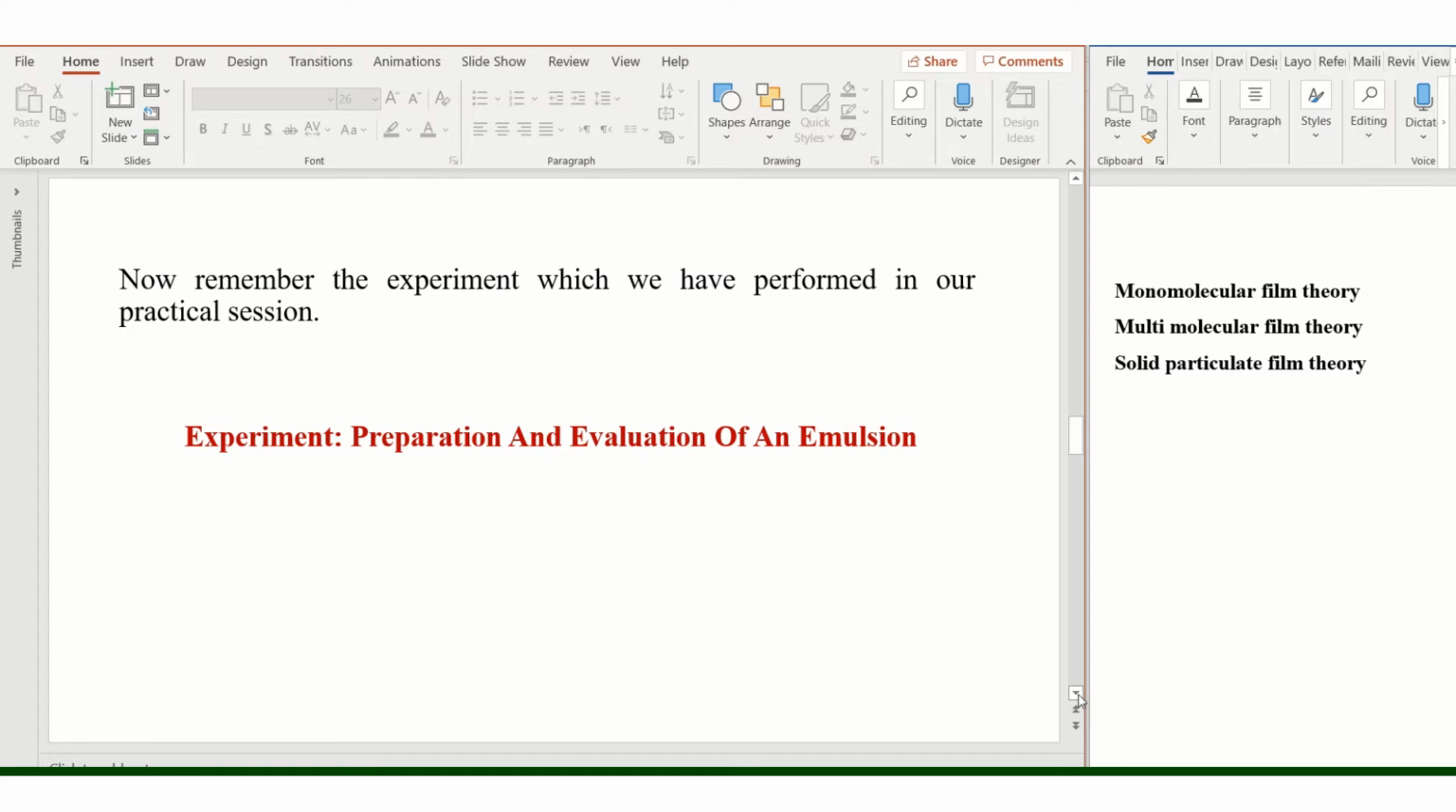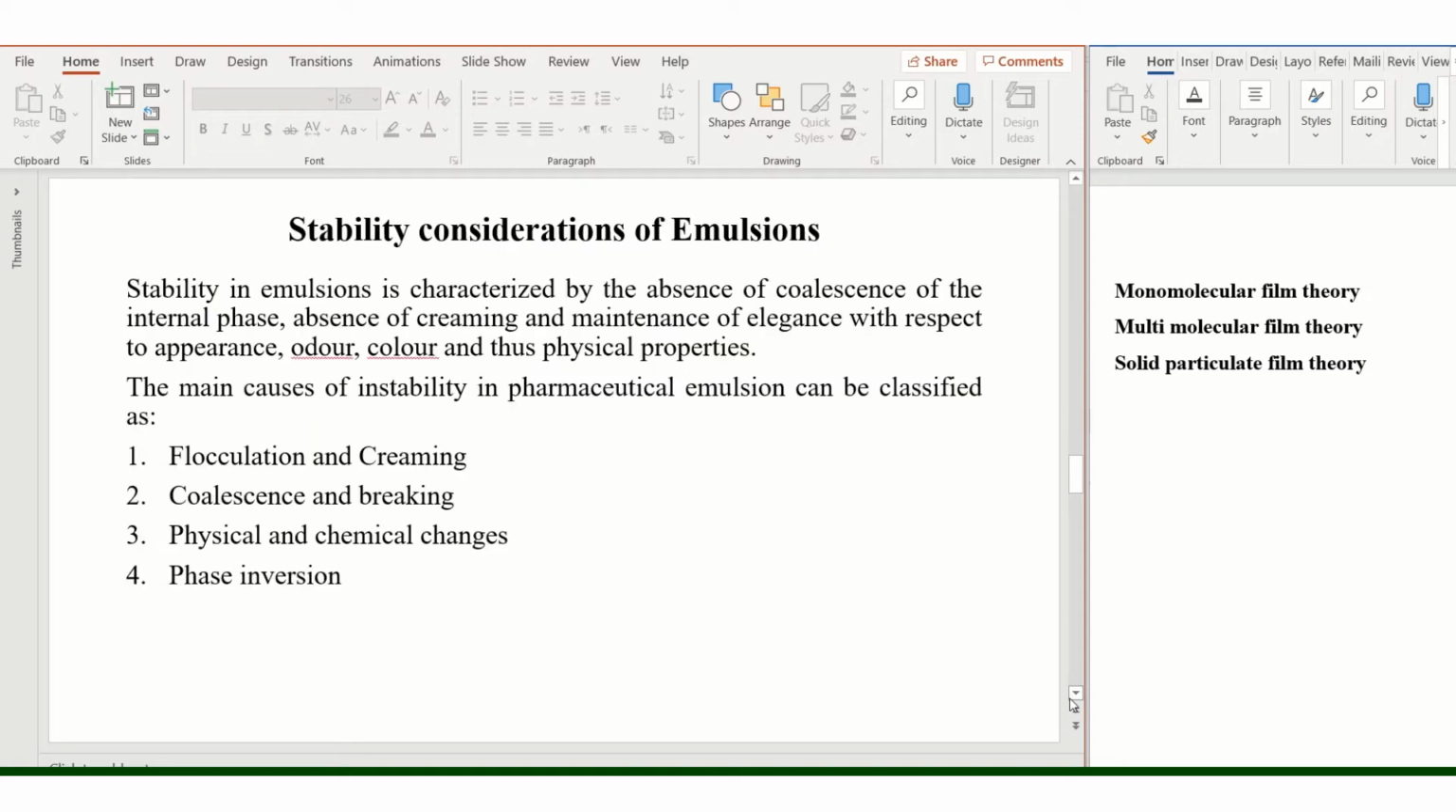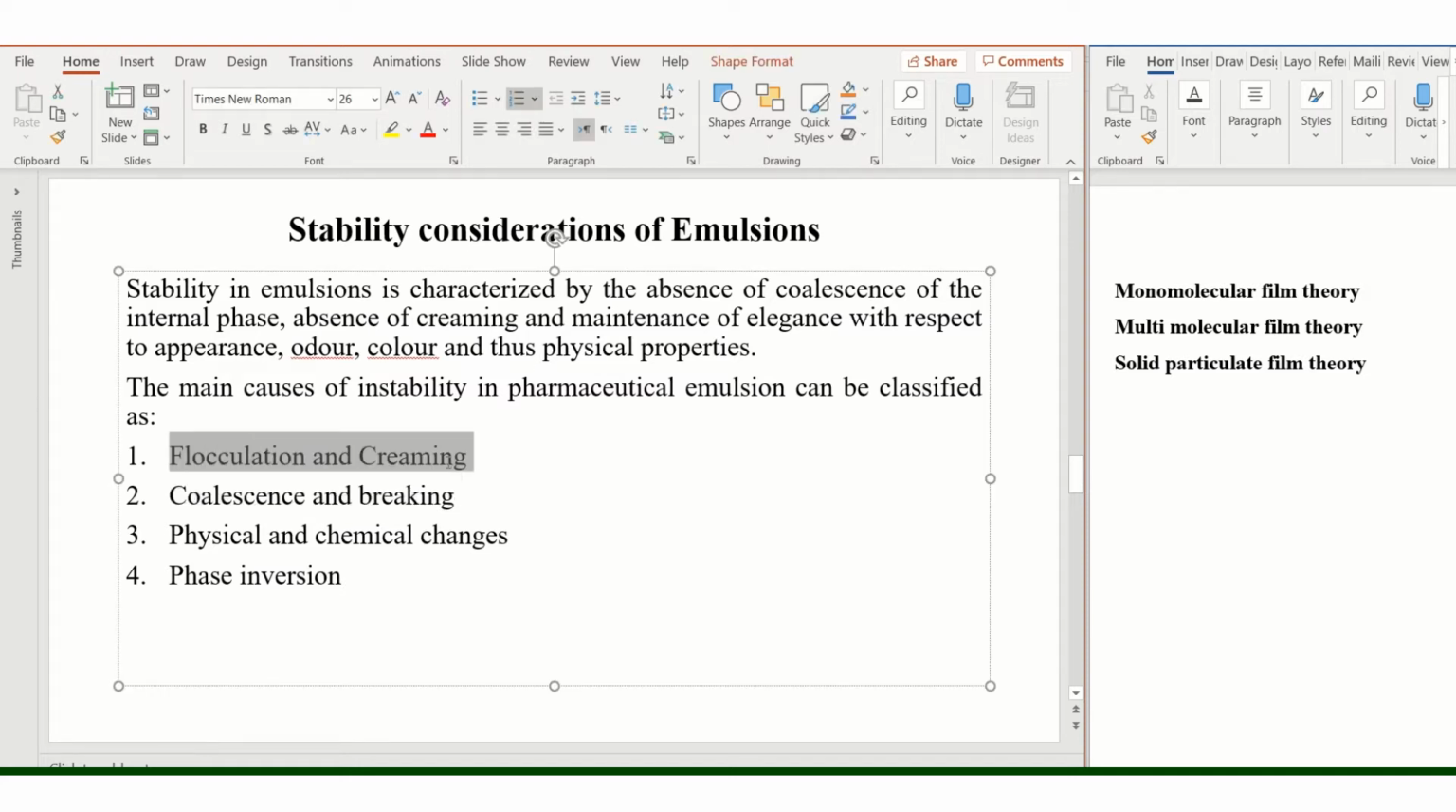Now let's see what are the different parameters that we need to consider. So when we are preparing an emulsion, we need to consider four main reasons for the instability. The first one is the flocculation and creaming. Second one is coalescence and breaking. Third one is the physical and chemical changes. Fourth one is the phase inversion. Now let's see one by one in detail.